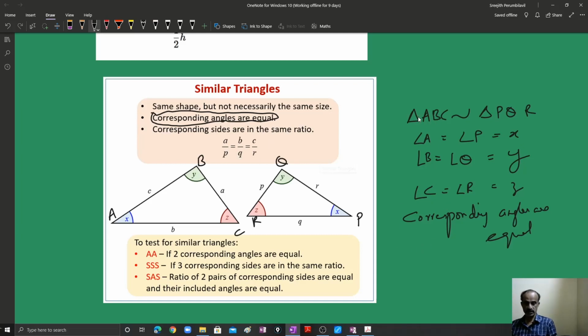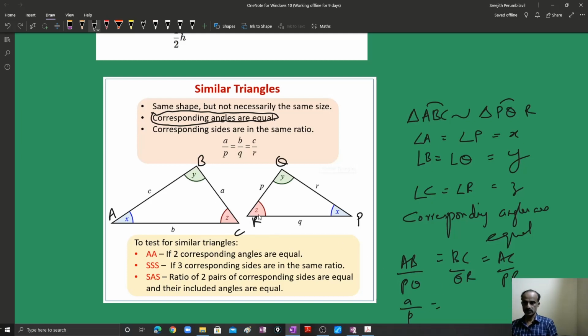Which two triangles are similar? Triangle ABC is similar to triangle PQR. So I'll take the corresponding sides. Which are they? AB by PQ, A by P, equal to the next last two letters, BC divided by QR, and first and last letter, AC divided by PR. So that is equal to, BC is given here. How much is BC? BC is A.